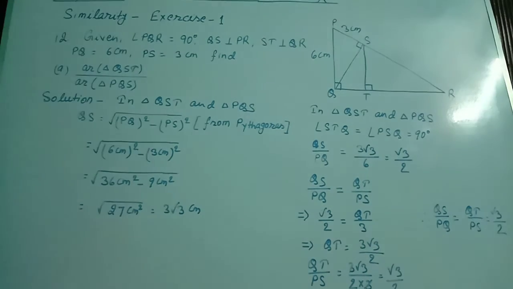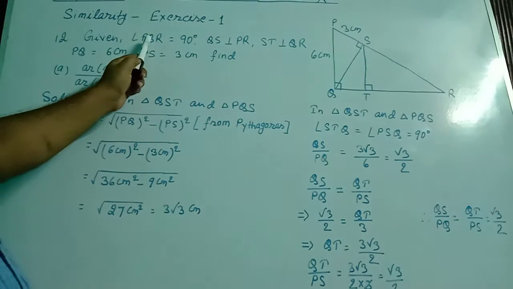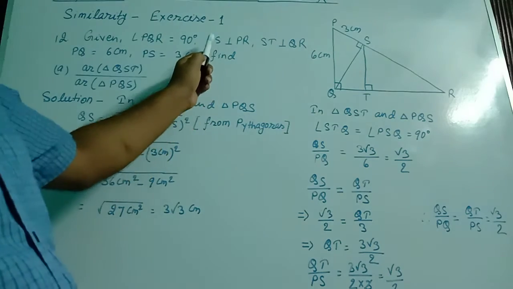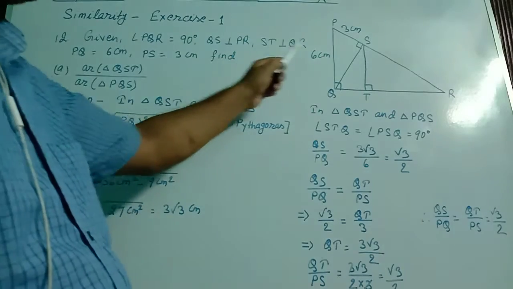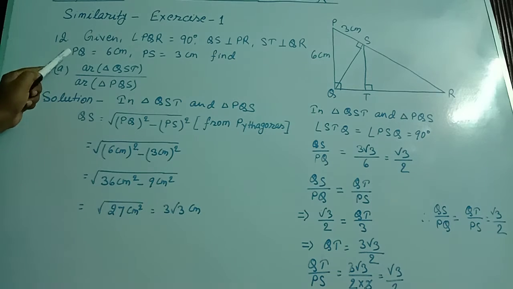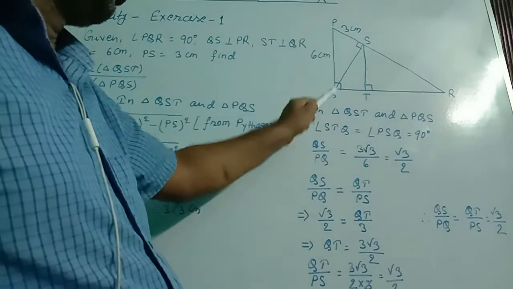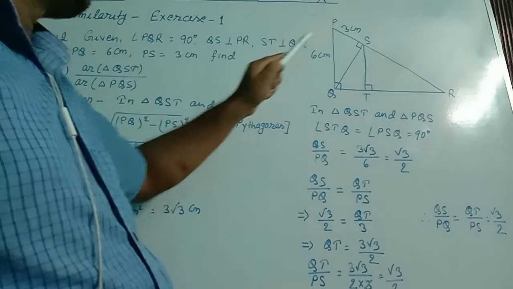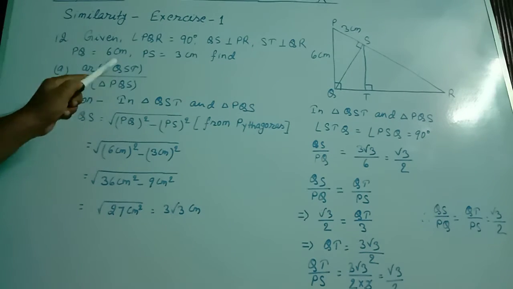In question number 12, this figure is given in the question and the information is: angle PQR, this angle is 90 degrees, QS is perpendicular to PR and ST is perpendicular to QR. Few measurements are also there. PQ equal to 6 centimeter, means this line is 6 centimeter. PS equal to 3 centimeter. Find, part A, area of triangle QST by area of triangle PQS.